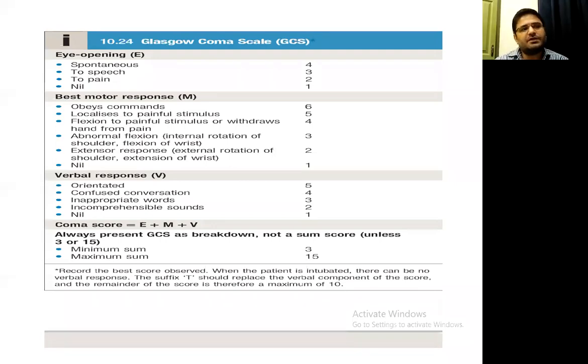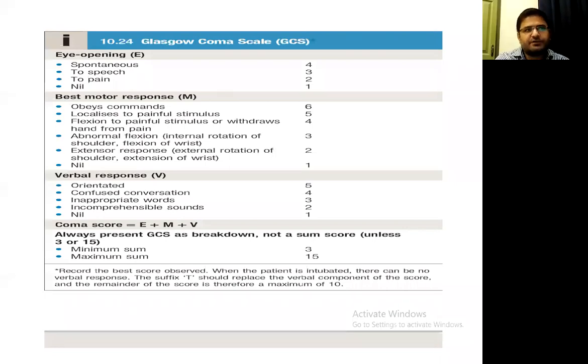So verbal response: if well oriented, that is 5; confused but conscious is 4; inappropriate words is 3; incomprehensible sounds is 2. There is a difference between inappropriate words and incomprehensible sounds. With inappropriate words, the patient doesn't respond to the exact stimulus or exact word. If you are unable to appreciate the words, meaning mumbling, then this is called incomprehensible sounds. And if you are unable to hear any voice, then this is verbal response 1.